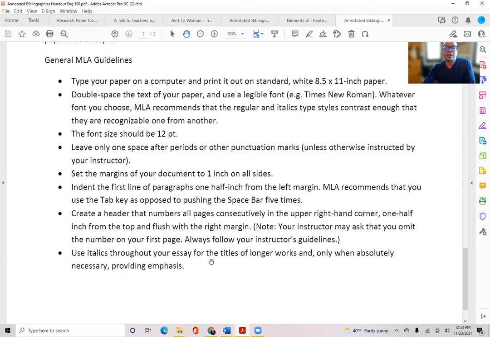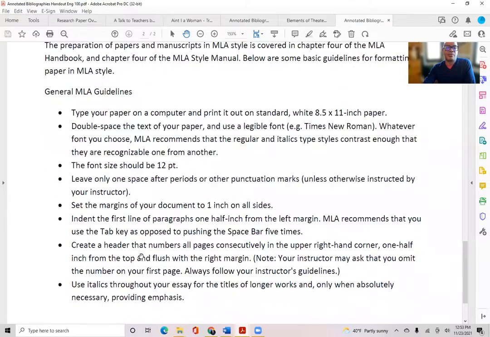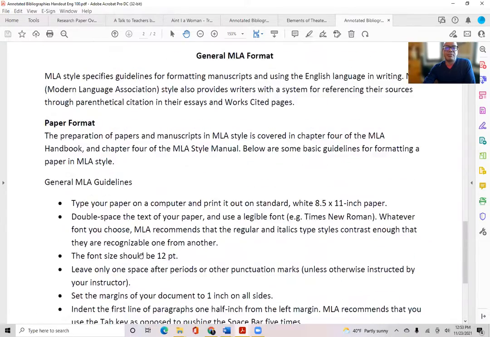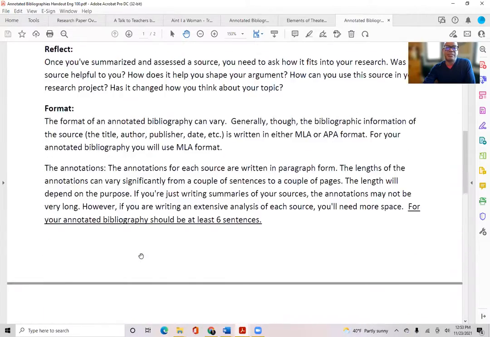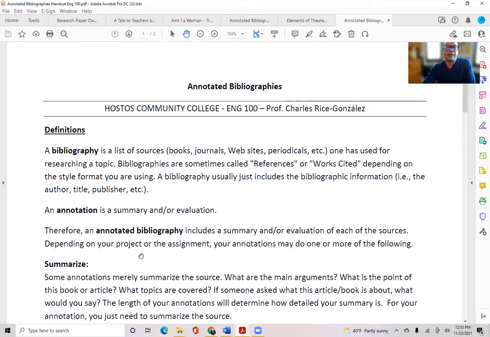And use italics for your essays, for titles of longer works, and only when absolutely necessary for providing emphasis, right? But usually italics for that and quotes for the smaller works. I know I went through that quickly. Those are just some of that. We're going to look at examples, etc. So that is what you're going to do.